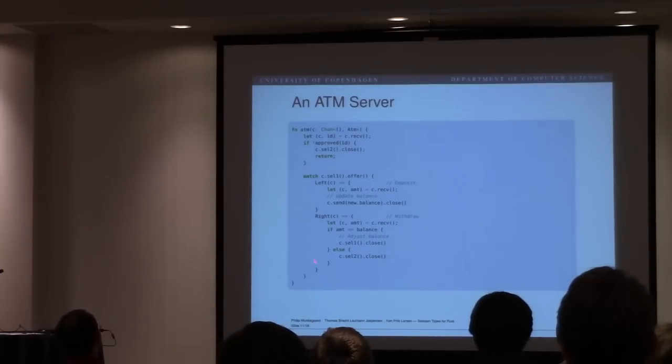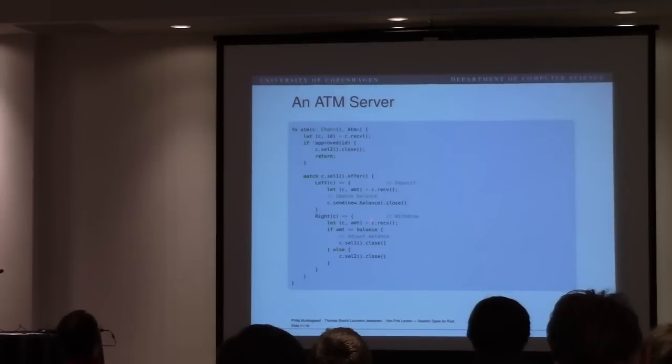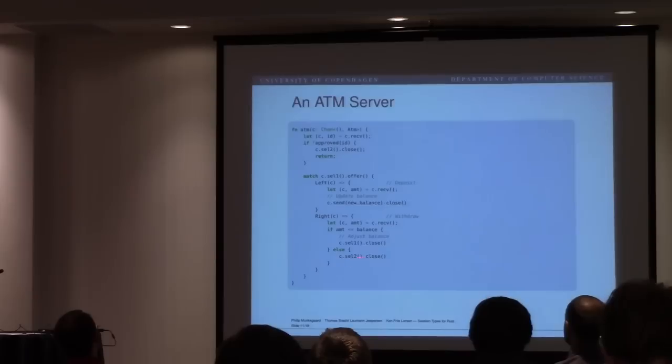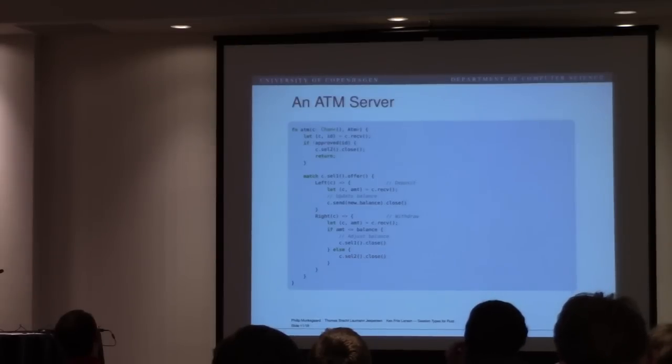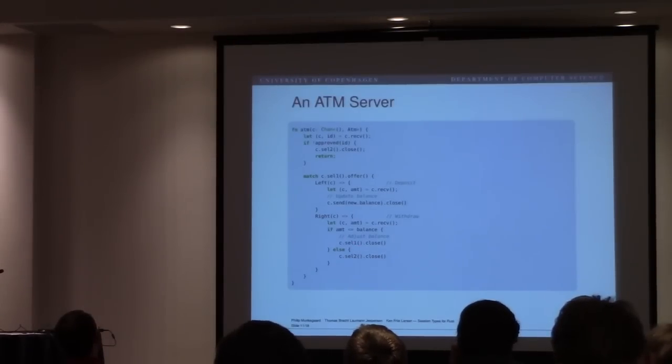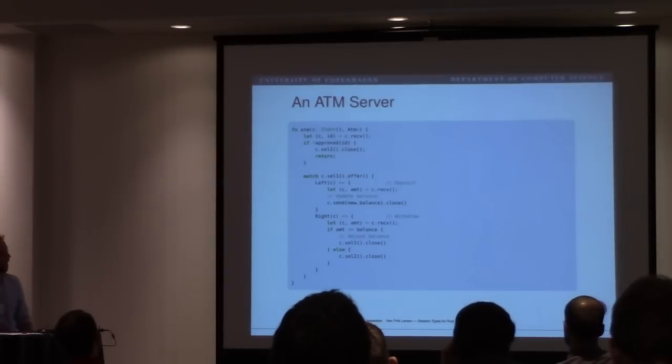And it's similar down here, where we make a selection. The client sends us an amount to withdraw, and if that's not okay, we decline him. We just select that second branch, and then we close the connection. Otherwise, we adjust it, and then we select the first branch to indicate that the withdrawal was okay, and then we close it.